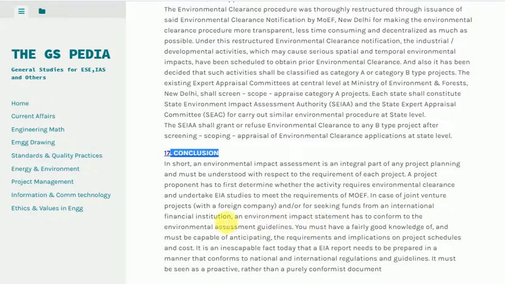You must have a fairly good knowledge of, and must be capable of anticipating, the requirements and implications on project schedules and cost. It is an inescapable fact today that a report needs to be prepared in a manner that conforms to national and international regulations and guidelines. It must be seen as a proactive, rather than a purely conformist document.